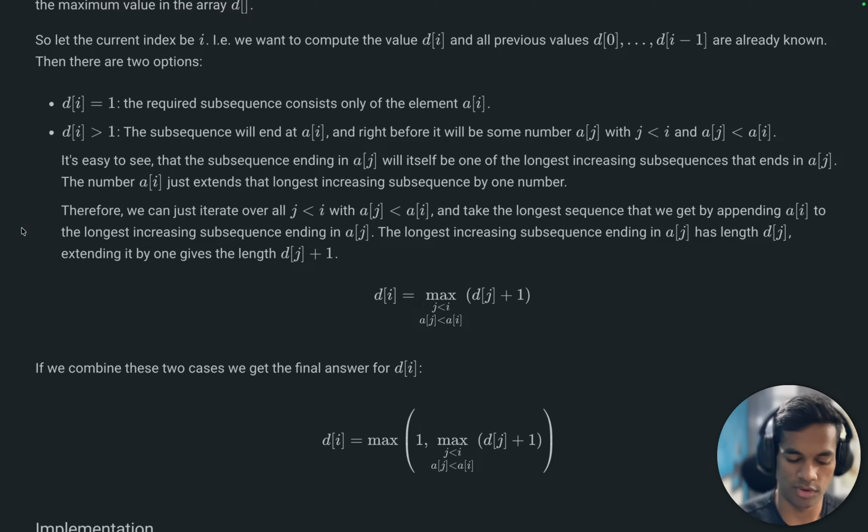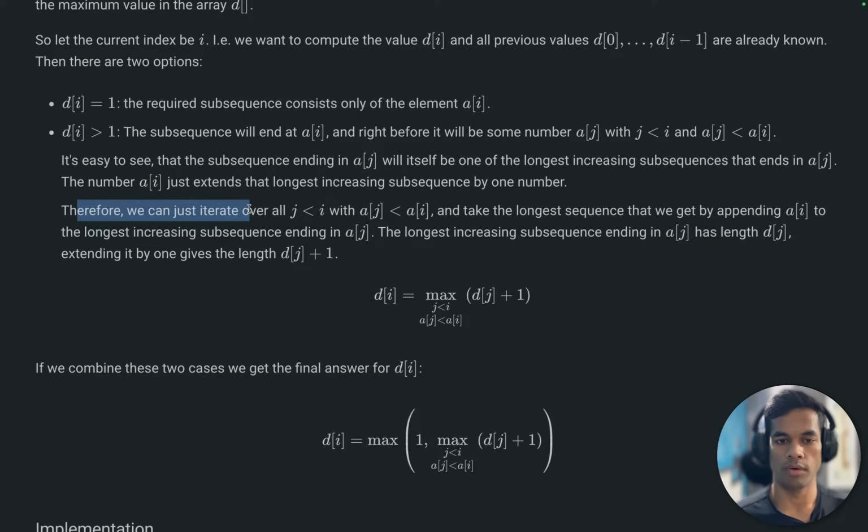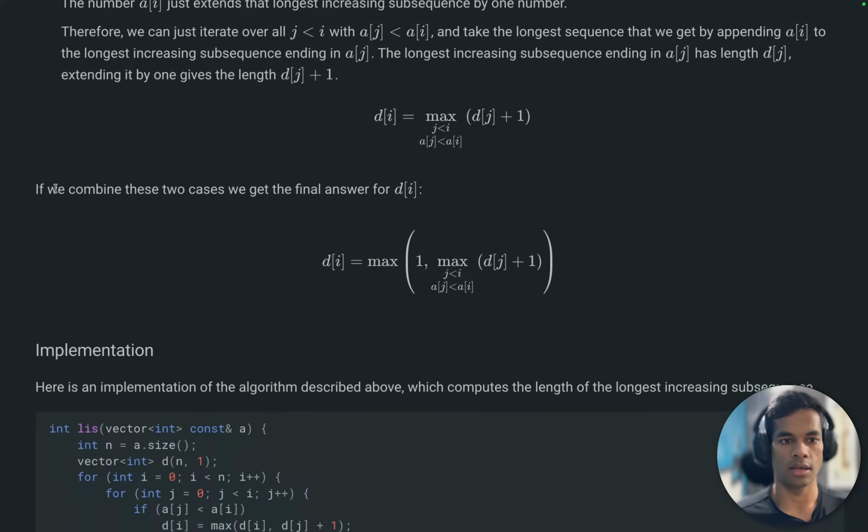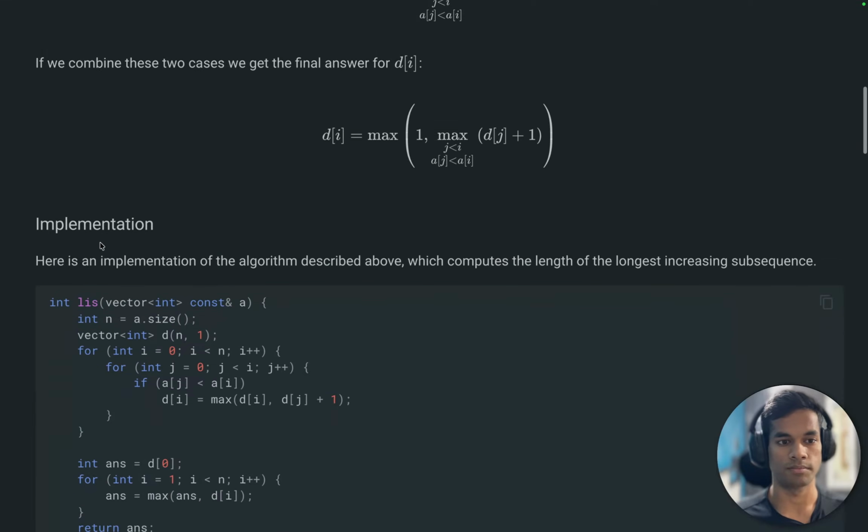Among those numbers, which one has the highest value? Therefore, we can just iterate over all j less than i, and take the subsequence. What is the maximum value for dj, while j is lower than i? If we combine these two cases, we will get the final answer for di. That is the maximum of either one or this thing.